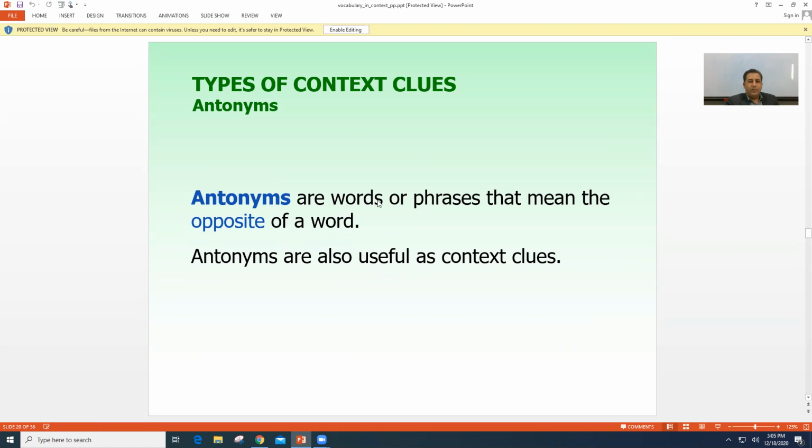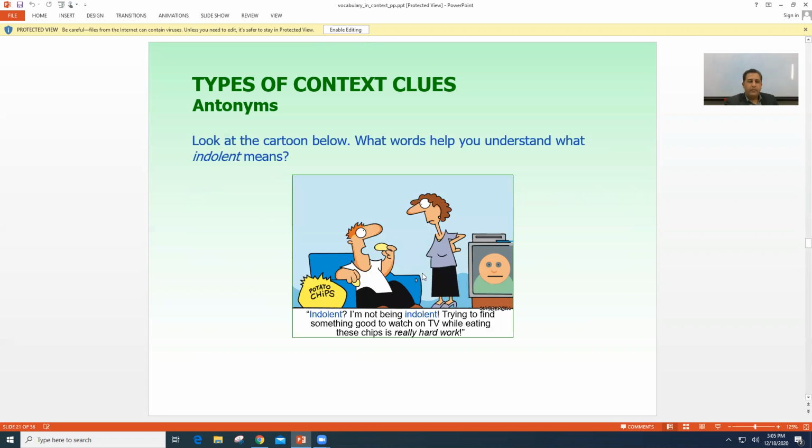However, antonyms are the words or phrases that have the opposite meaning of the word. Now, sometimes these antonyms are also used as context clues in order to figure out the meaning of some particular words. So that's the third type of context clue, antonyms. Now look at the cartoon below. What words help you understand what indolent means?